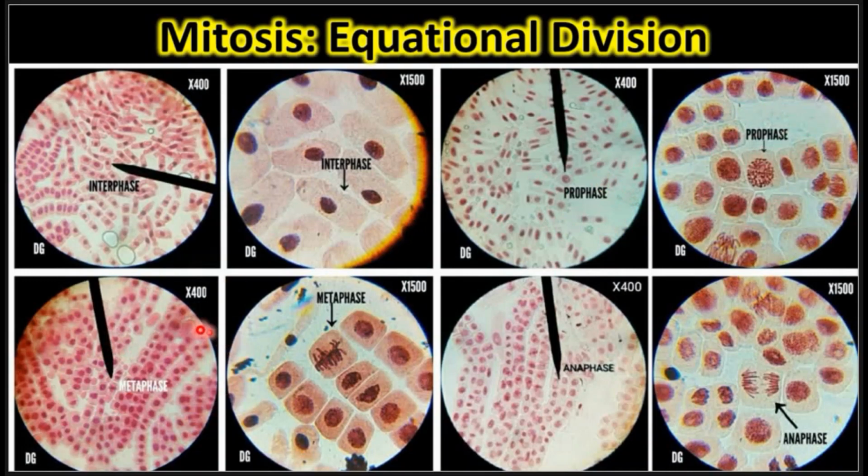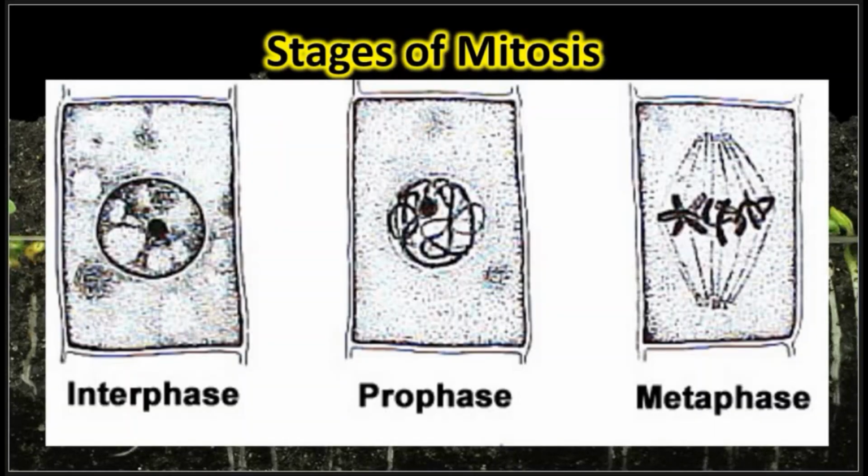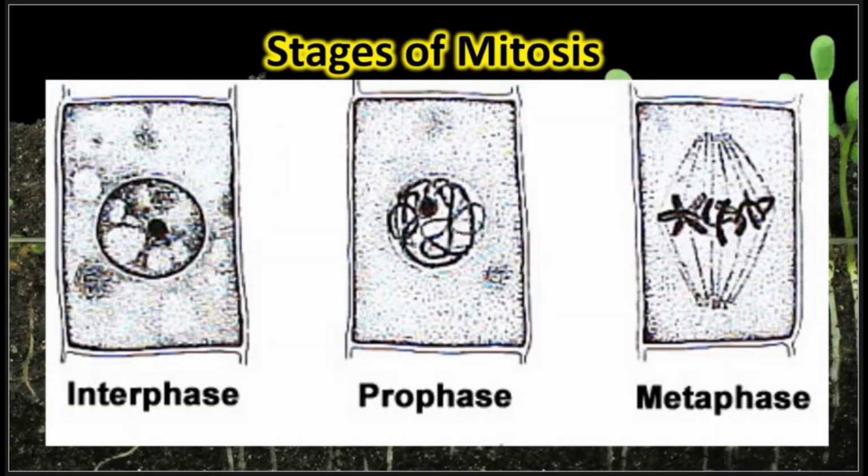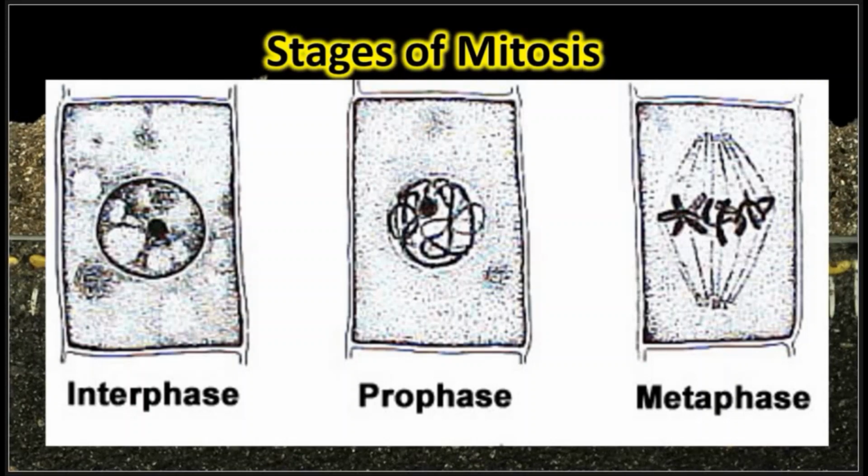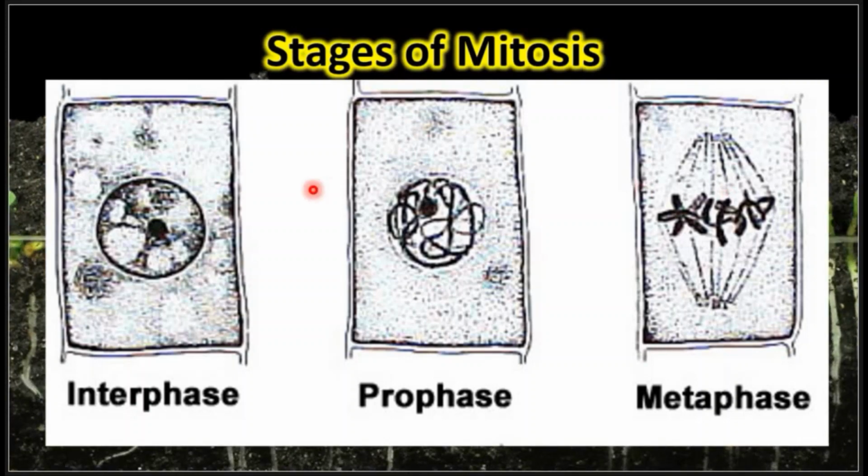This is metaphase in low power, metaphase in high power. You can see all the chromosomes aligned on the equatorial plate. Anaphase in low power, anaphase in high power. One more slide to show you the diagrammatic representation of different stages of mitosis.